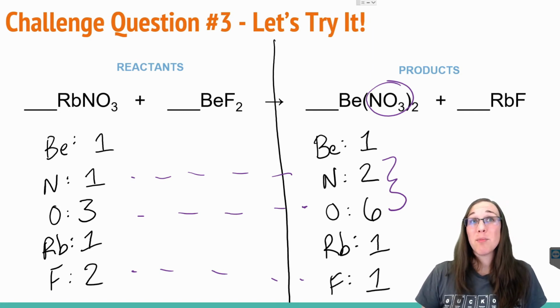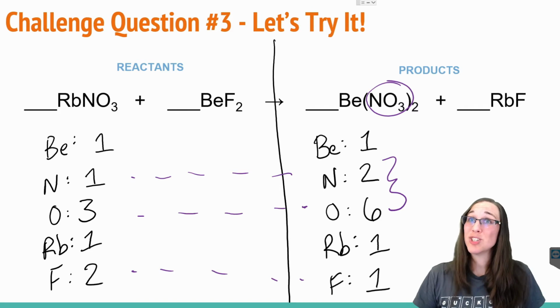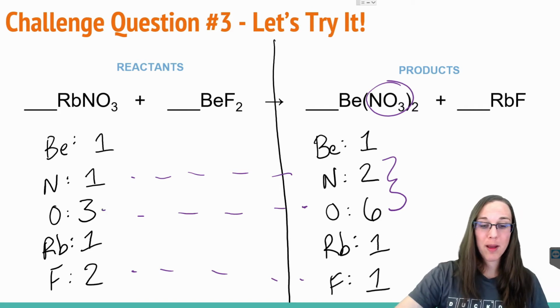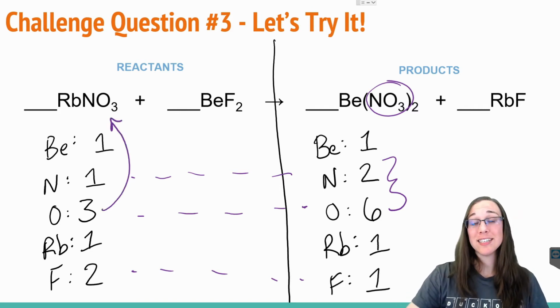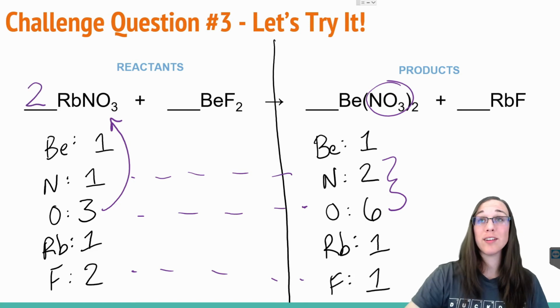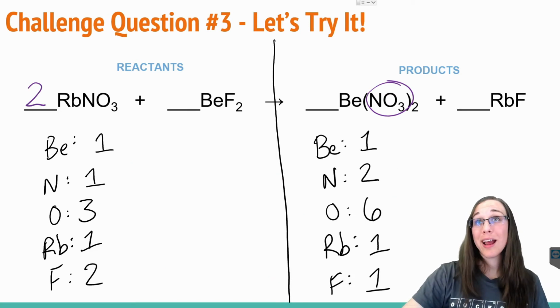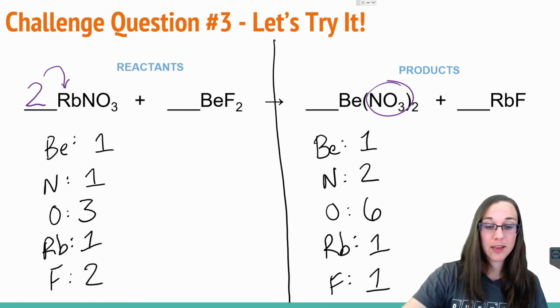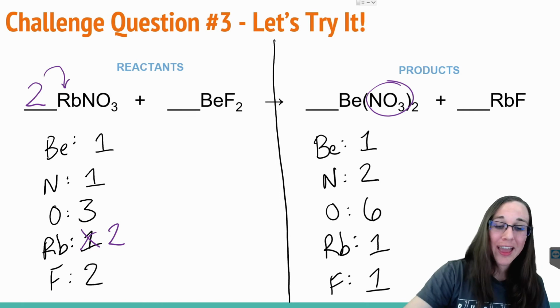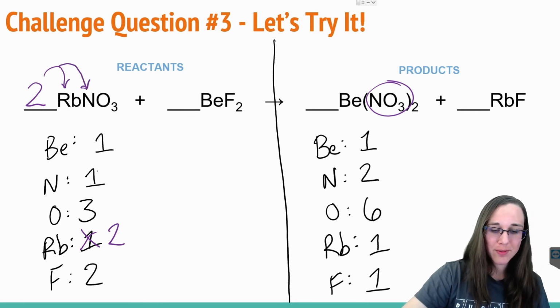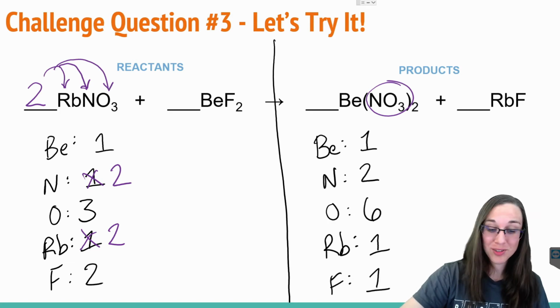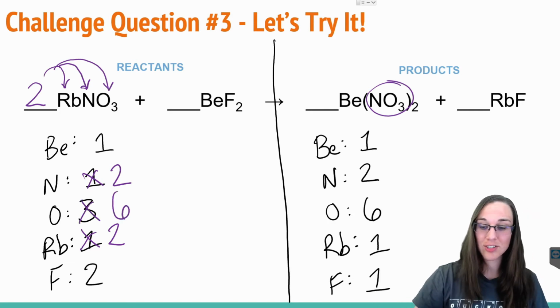The only thing that multiplies by 3 to give me 6 is 2. So if I locate where my oxygens are in the reactants, I'm going to put a 2 in front of that molecule. Now what I end up with is 2 distributing into this entire molecule. So 2 times Rb gives me 2 Rbs now. And 2 times N will give me 2 nitrogens. And 2 times 3 oxygens will give me 6 oxygens.